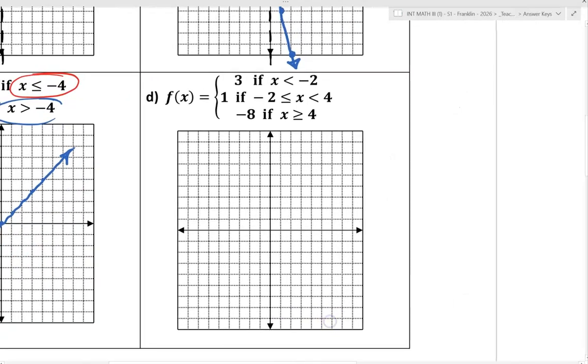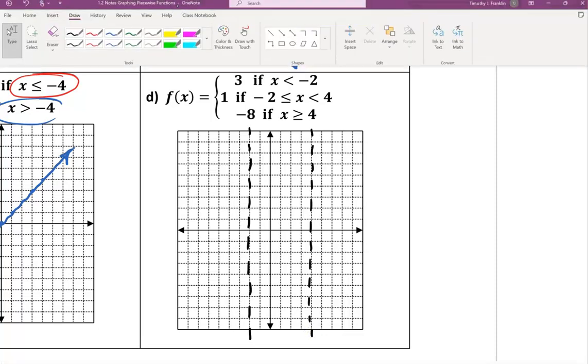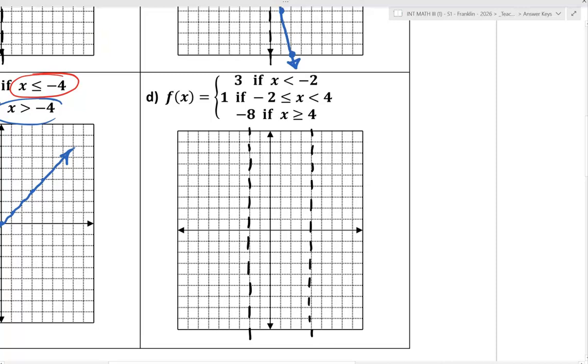Okay, last example here, we have a 3-parter. So one change point is at -2 for x, and one is at 4. So we've got 3 sections of our graph, 3 pieces. Okay, so I'll use red for this first one. f of x equals 3 if x is less than -2. So remember, that's just a horizontal line. So we're going to have an open circle here and a horizontal line to the left.